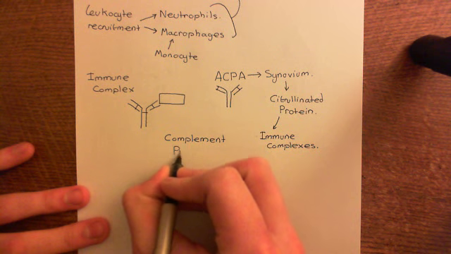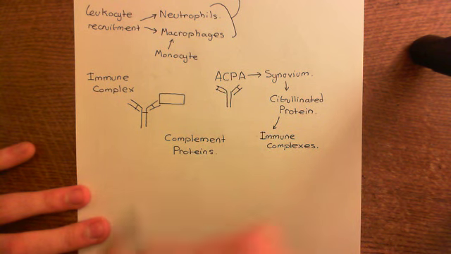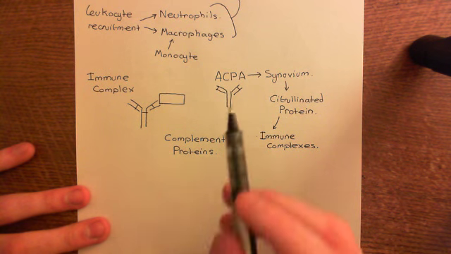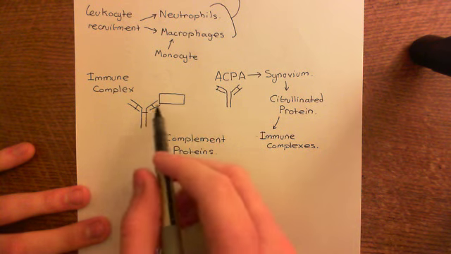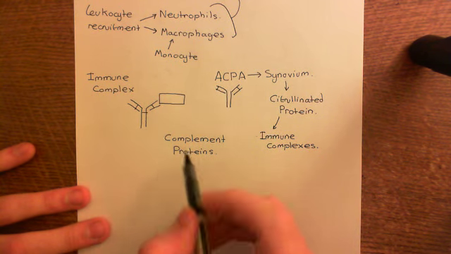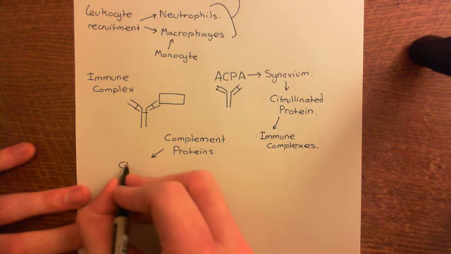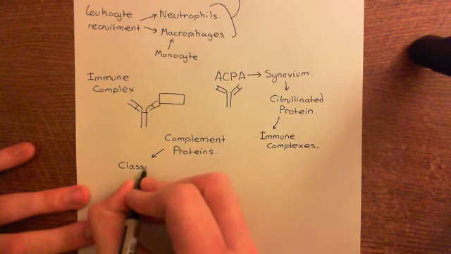proteins. Now, complement proteins are proteins that are produced by the liver and usually circulate in the bloodstream in an inactive form. However, when they see certain signs of pathogens, they can activate. Now, one of the signs of antigens is an immune complex, okay? So immune complexes can activate complement proteins via a complement pathway known as the classical complement pathway.